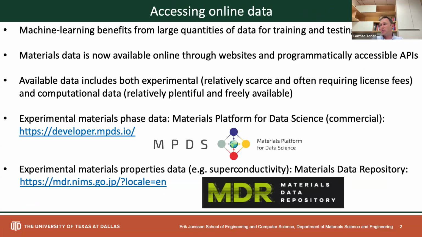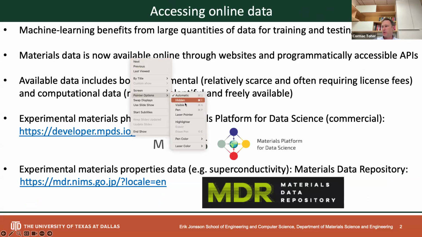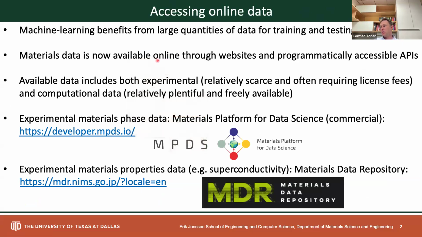But just to start, to give some background, there's a lot of materials data that's now available online through websites and programmatically accessible APIs. This includes experimental data, which is something that's only becoming available now. It's still relatively scarce. Often with these databases, you need to subscribe, you need to pay to access them.